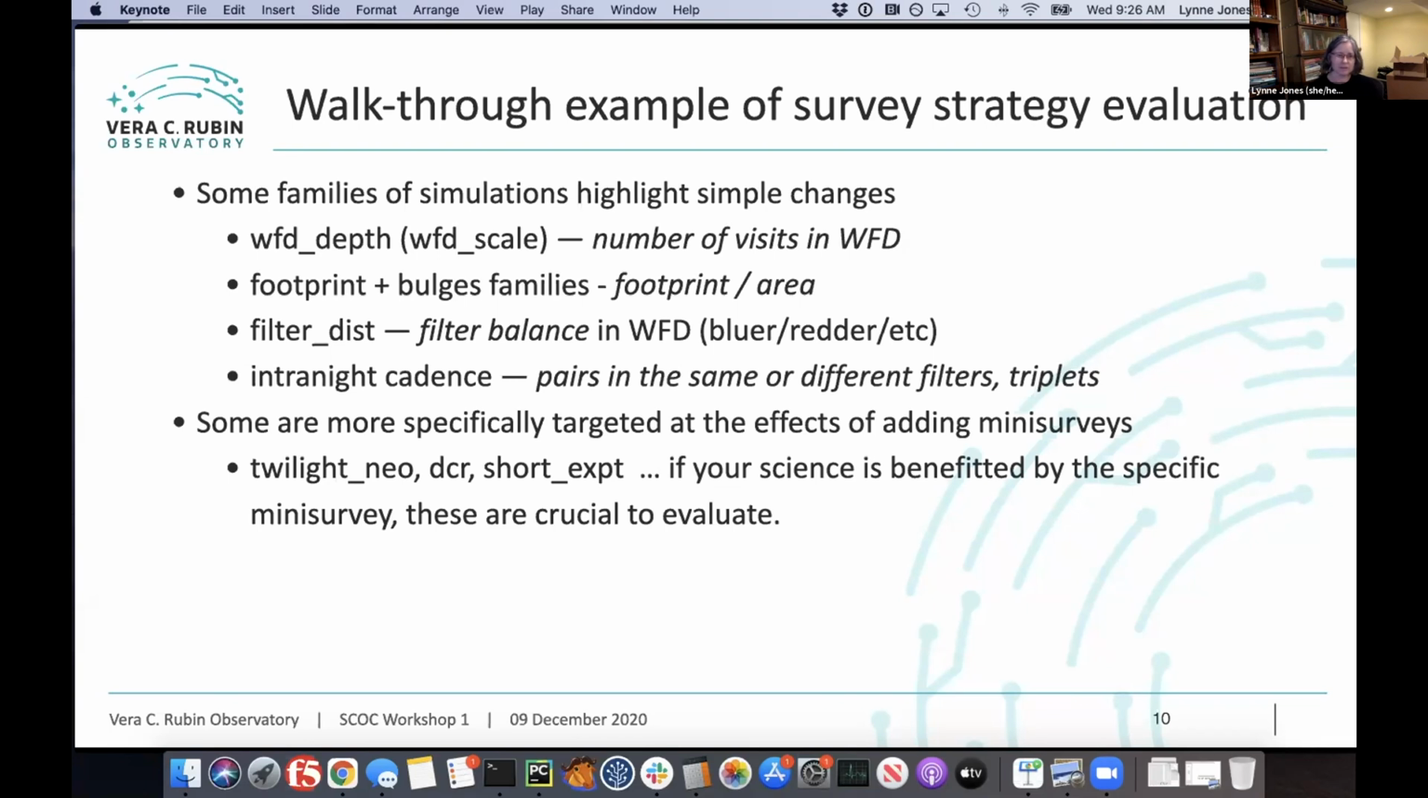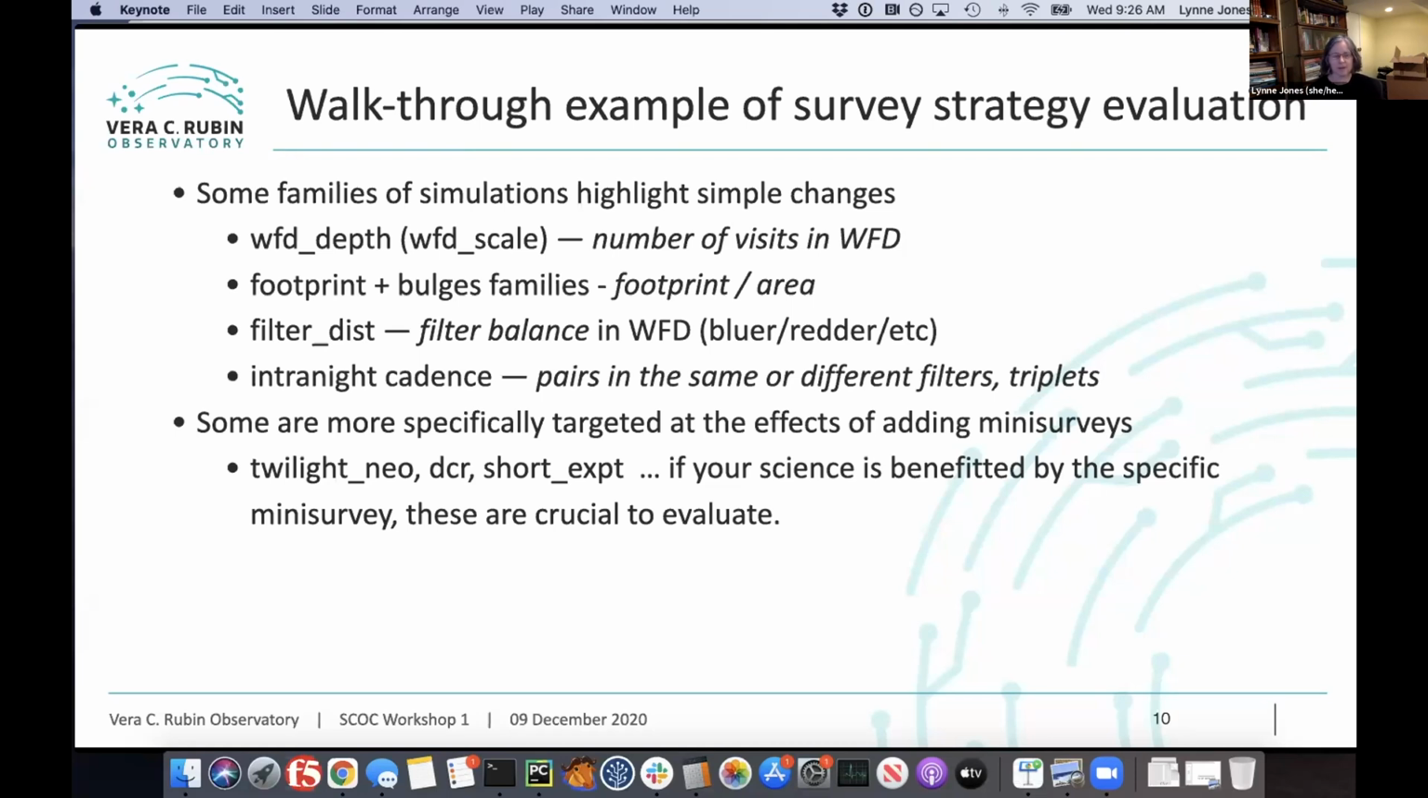There's a filtered dist family. This has a different footprint than the standard baseline, so when you're using this family, compare within the family. What happens here is we change the filter balance in the wide fast deep between blue, red, et cetera. And so you can look at whether your metric cares about the distribution of visits between different filters.